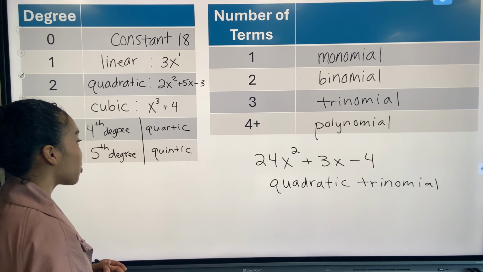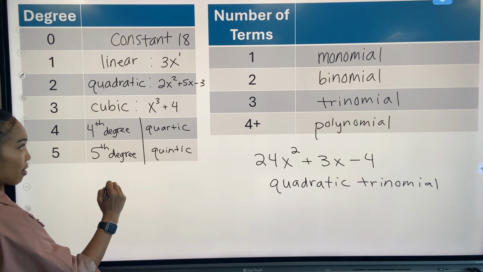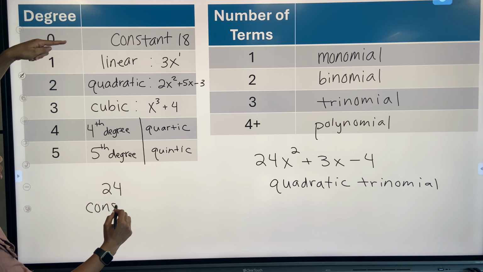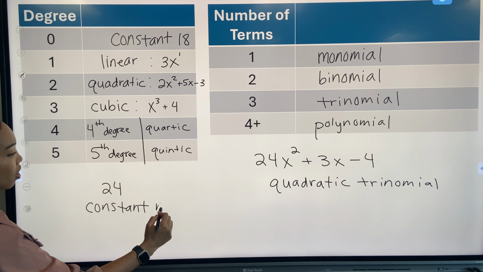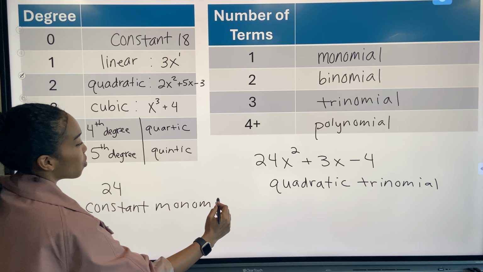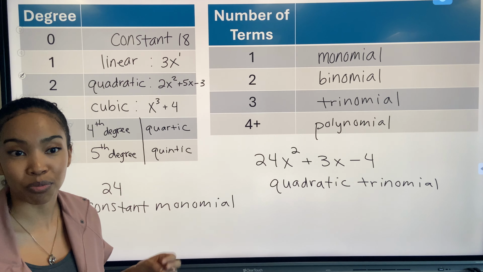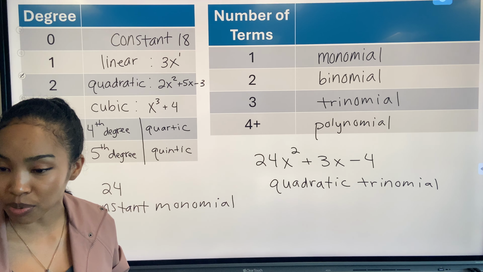Okay, let me do another example. What if I just have the number 24? What is this called? Constant. A constant. Monomial. Monomial, exactly. A constant monomial. So I'm going to have you guys practice identifying or classifying the different polynomials. And you have several examples on your table.